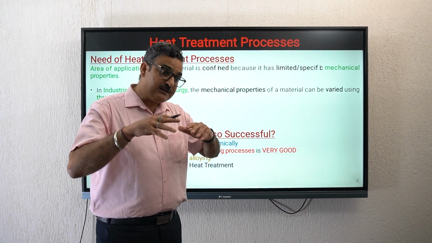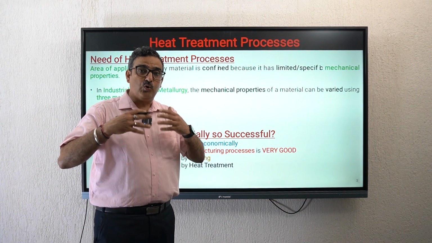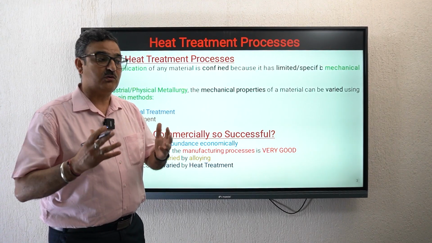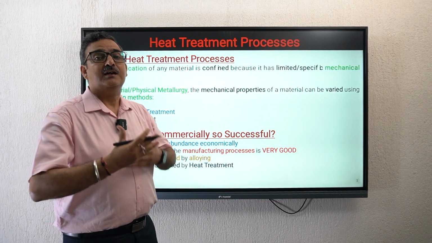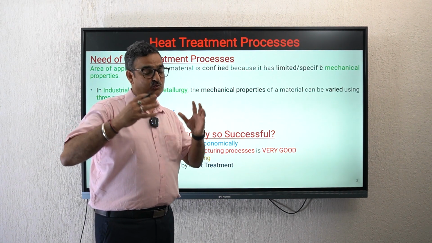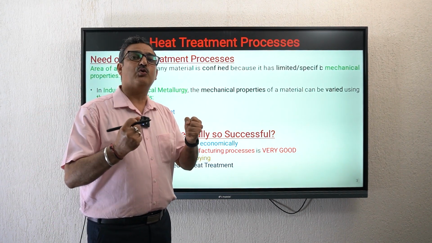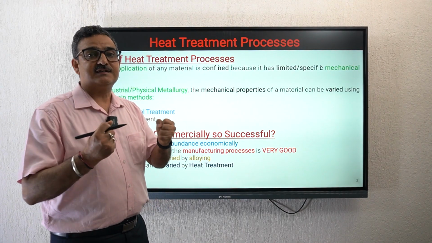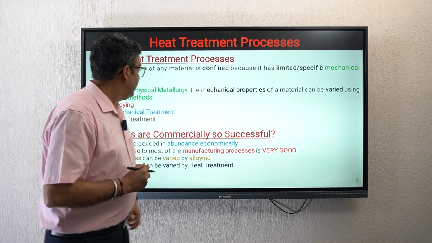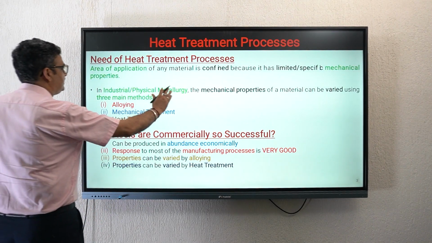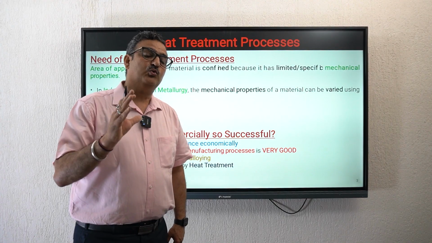So this field of engineering, where you try to develop control over the mechanical properties of a material, you try to learn how I can change the mechanical properties of a material system to my advantage, to make that material fit into different types of applications. That is the role, that is the scope, that is the main area of application of industrial metallurgy or physical metallurgy. So in physical metallurgy, we change the mechanical properties of a material system through three routes.